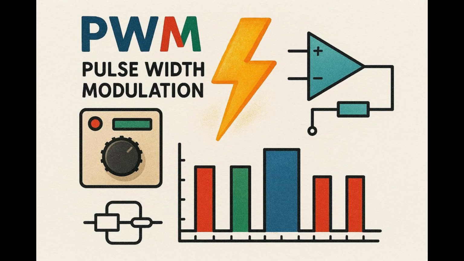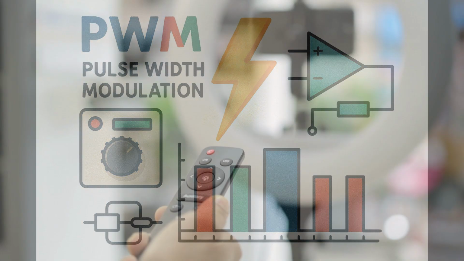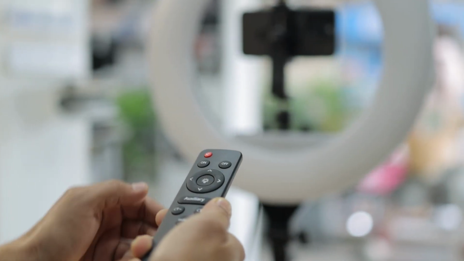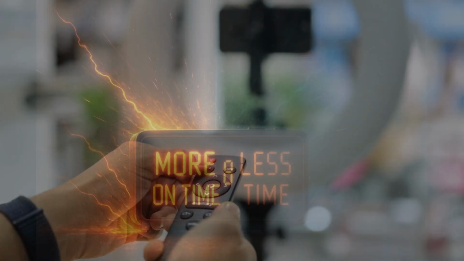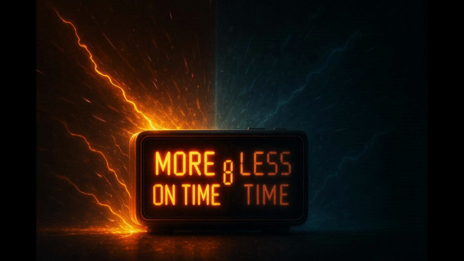What is PWM? PWM means turning a signal on and off very fast. Instead of changing voltage, we change on time. More on time equals more power. Less on time equals less power.